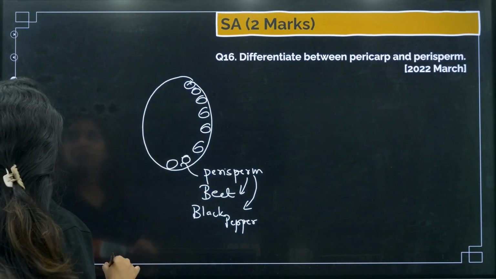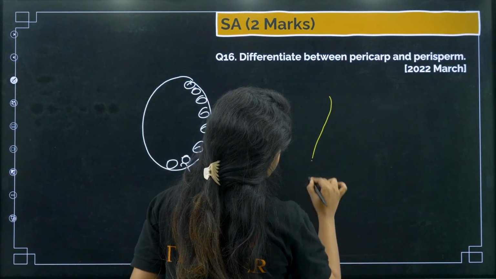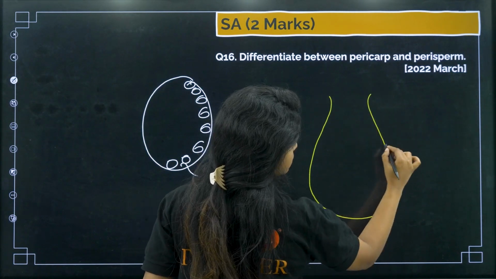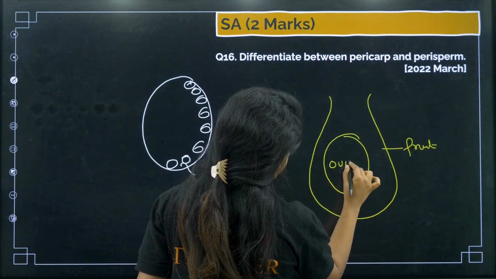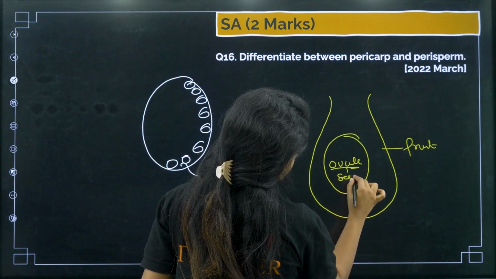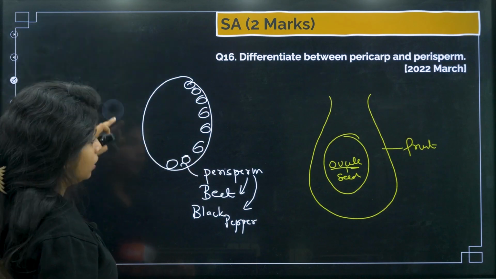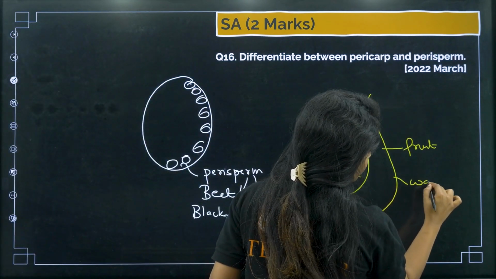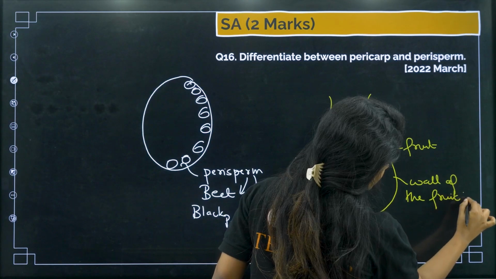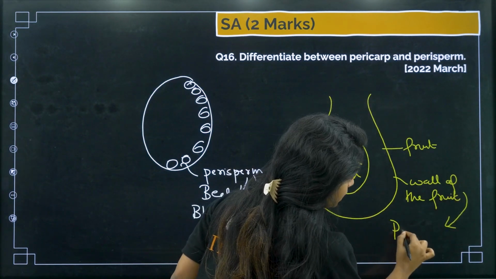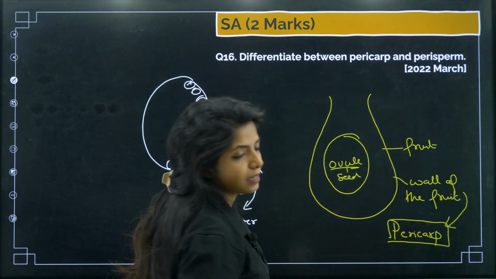Pericarp. Pericarp means basically, suppose this is the ovary, right? And this ovary is now going to form a fruit. And there is an ovule inside. This is the ovule. Ovule becomes a seed. Now, the outer covering of the fruit, the wall of the fruit, is known as what? Pericarp. It is known as pericarp.